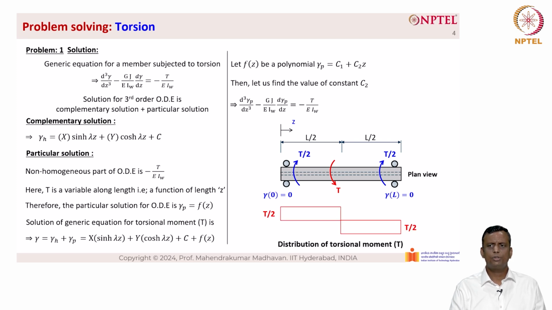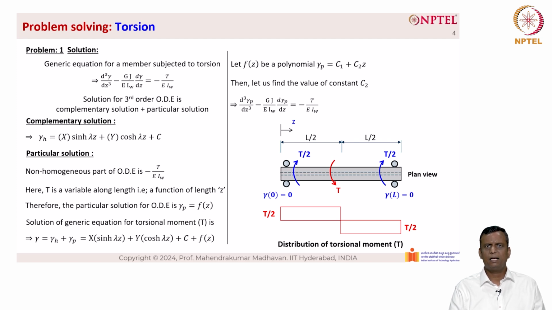And the distribution of torque, which is also called the torque diagram, is given as T by 2, which goes up, and then at the center there is an opposite T that is acting, so it comes down and there is a negative T by 2 and it goes all the way to the right, and then you can see that there is a T by 2 at the end at z equal to L, and then it finishes the diagram as shown here.